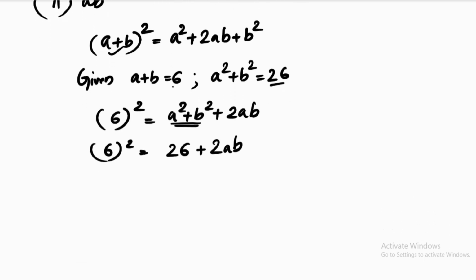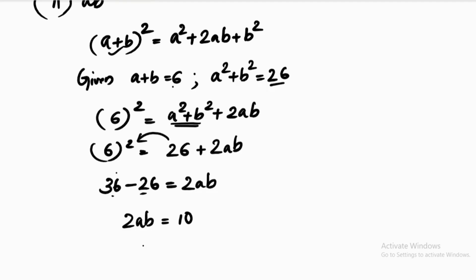Now we have 36. 36 square is 36 minus 26 equal 26. We have got the other side, so it will be minus 26 equal 2ab. So what is 2ab? 2ab equal 36 minus 26. It is 10. So ab equals 10 by 2, that is 5. So the answer is ab equal 5.